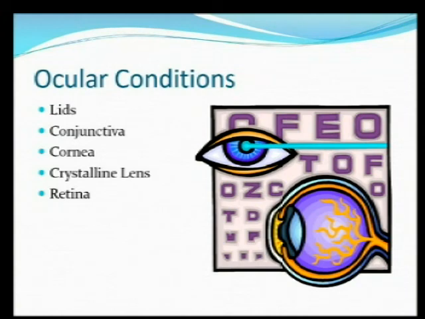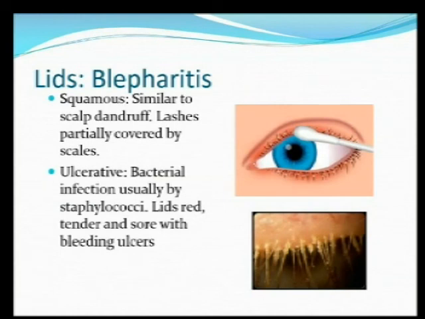All right, so let's start with the lids. And one of the more common conditions that you'll see with the lids is blepharitis. And you've probably seen this across the dispensing table many times. And it basically just looks like dandruff of the eyelashes. And the patient can get this under control with some effort. Sometimes they'll just use baby shampoo and a Q-tip to scrub off the dandruff. There are commercially prepared lid scrubs that can be used to help.